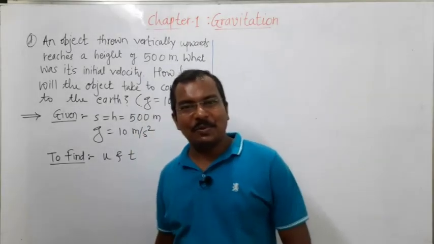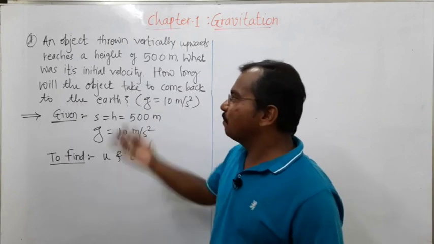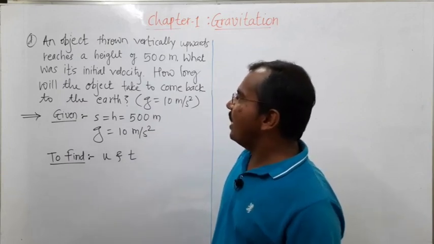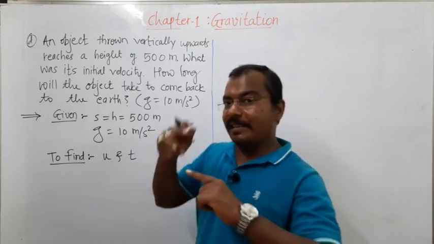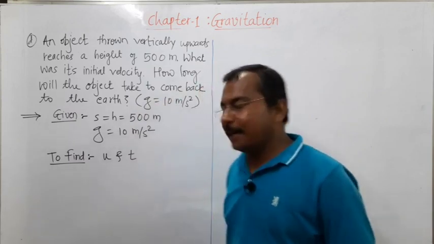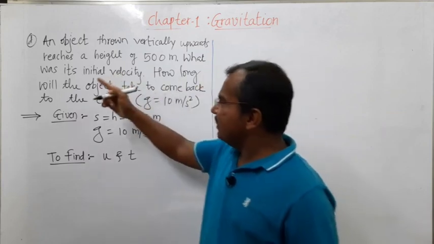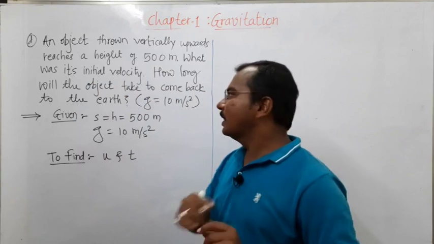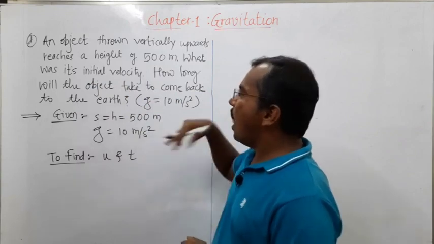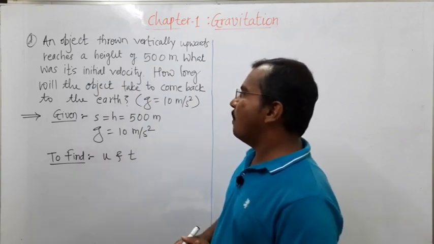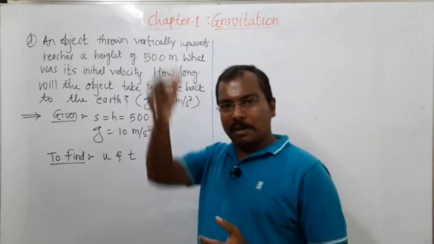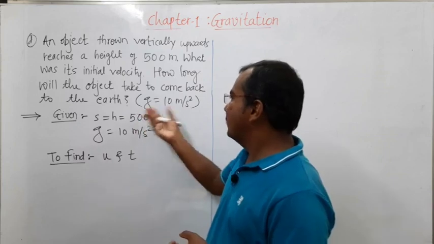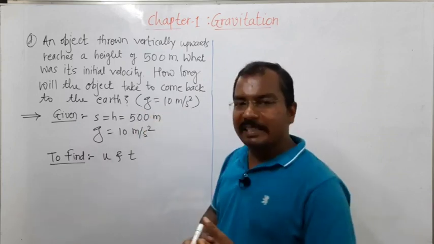Let's move towards the next problem. An object thrown vertically upwards reaches a height of 500 meter. Height is given, it went to a height of 500 meter. What was its initial velocity? Initial velocity u, we learned in ninth standard. Initial velocity has to be calculated. How long will the object take to come back to the earth? Now it has gone up, it will come down again, so how much time will it take to return to earth. And g is given 10 meter per square second.